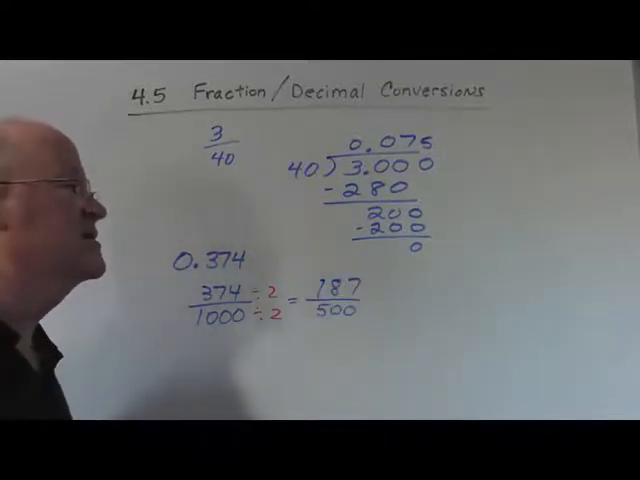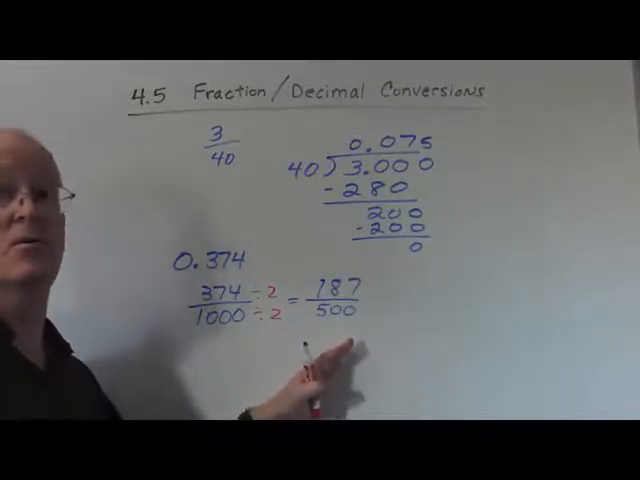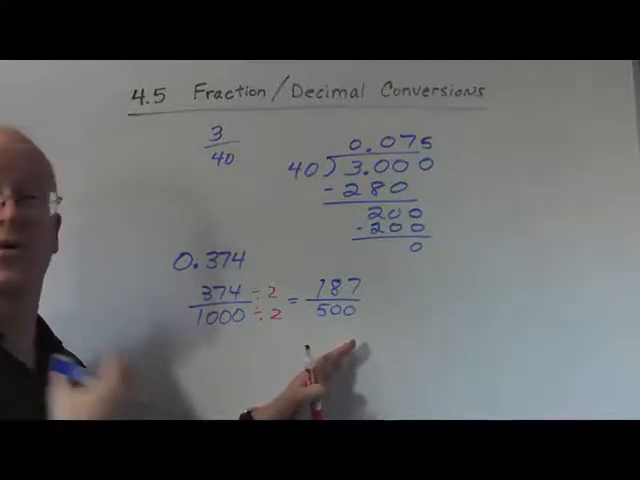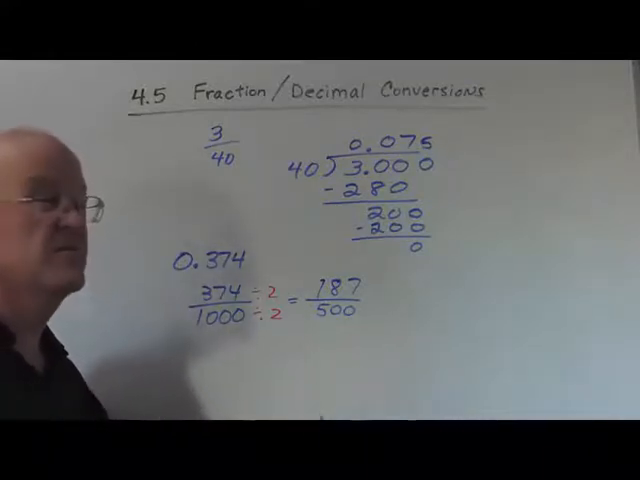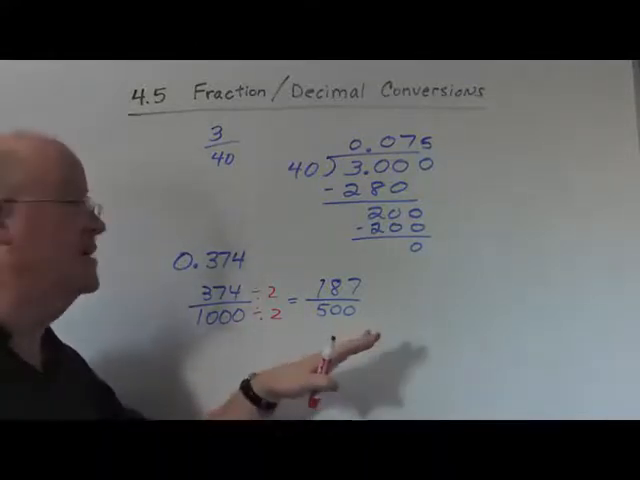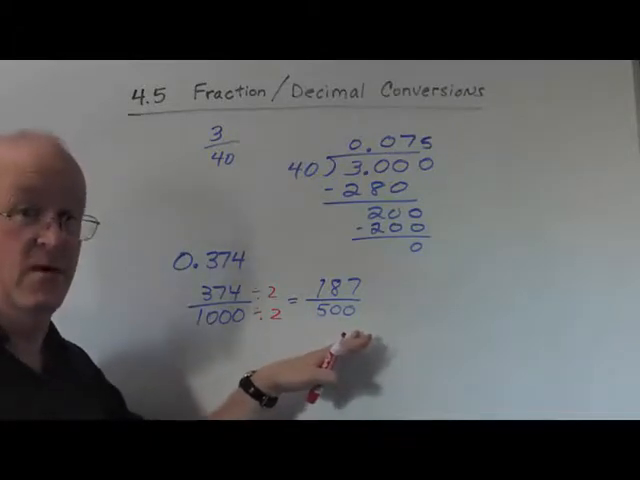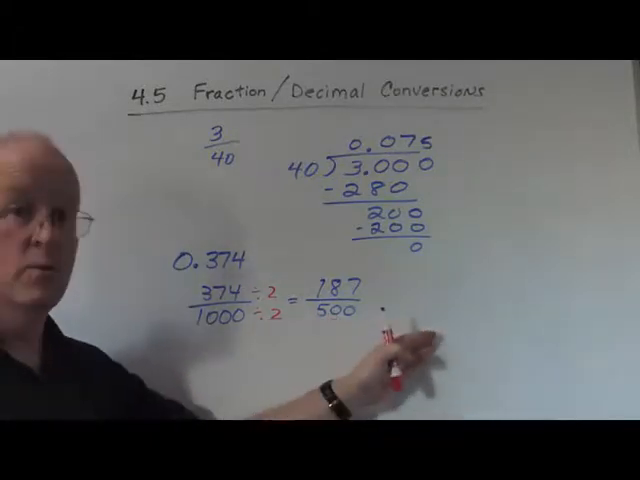Now 187 is not divisible by 2 or 3 or 5 or 10 or 6 or any of the numbers, and pretty much it's not going to be broken down. This is in reduced form. But if it could be broken down, we would.